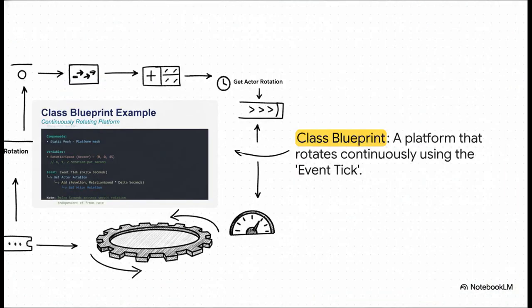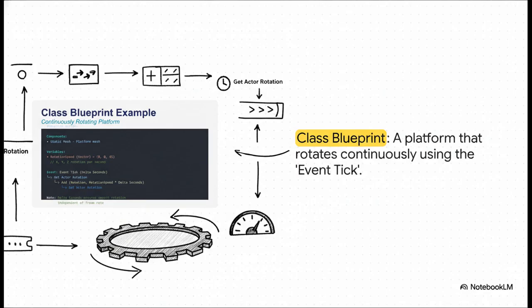And for our last example, a continuously rotating platform. This uses the event tick. Now this event is special because it runs on every single frame of the game. So 60 times a second, it's grabbing the platform's current rotation, adding a tiny little bit to it, and then setting that as the new rotation.